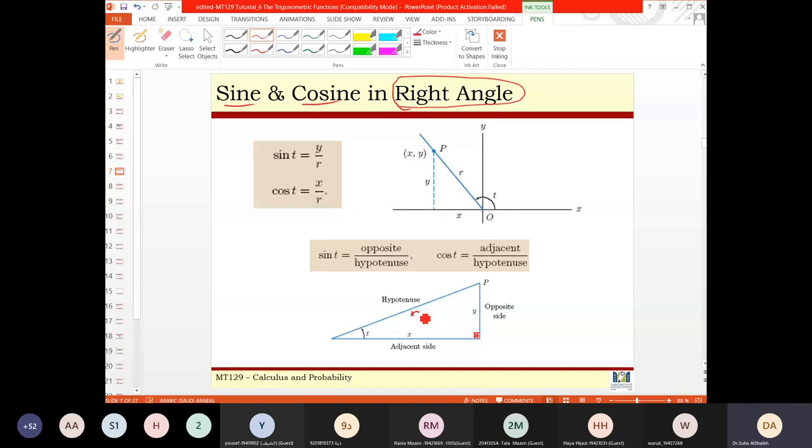The side in front of the 90 degrees I call the hypotenuse, and I'm going to refer to it with the letter R. Here I'm going to call it R. This is my angle. My angle is the T that you can see here. What is opposite to the T I'm calling Y.